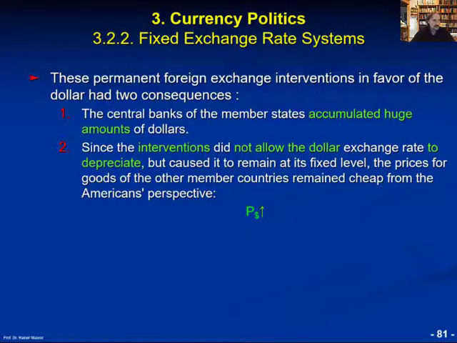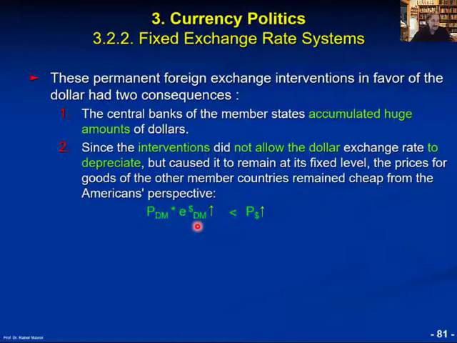To remember, demand-side inflationary pressure caused American prices to grow. As a result, American prices for goods were higher than European prices, for example, the prices of German goods, given the fixed exchange rate. Now, the resulting additional demand for Deutsche Mark caused first the exchange rate of the Deutsche Mark against the dollar to appreciate.